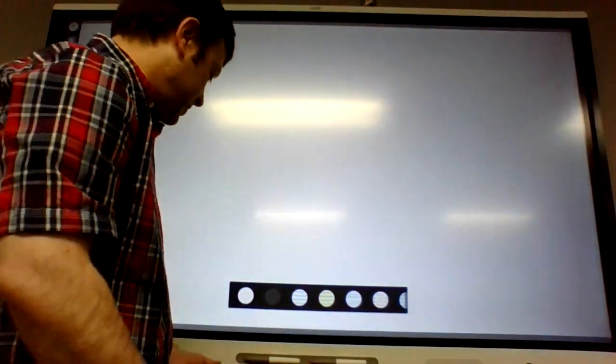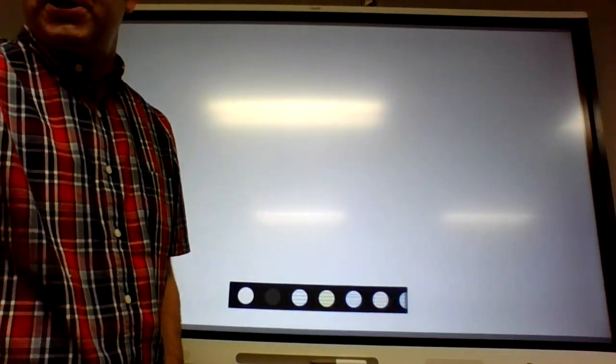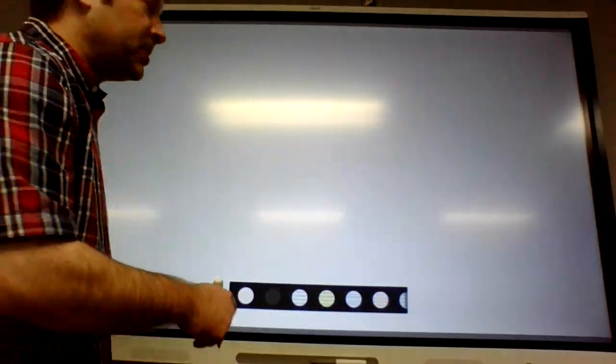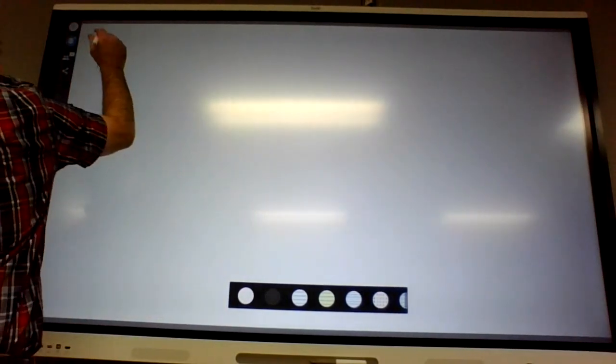We're multiplying binomials. We're gonna learn as we go here. So, x plus 5, x plus 2. This will be our first example.